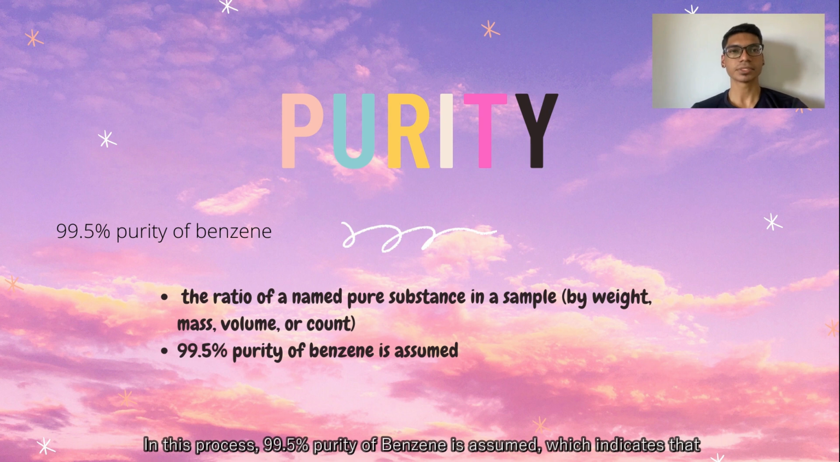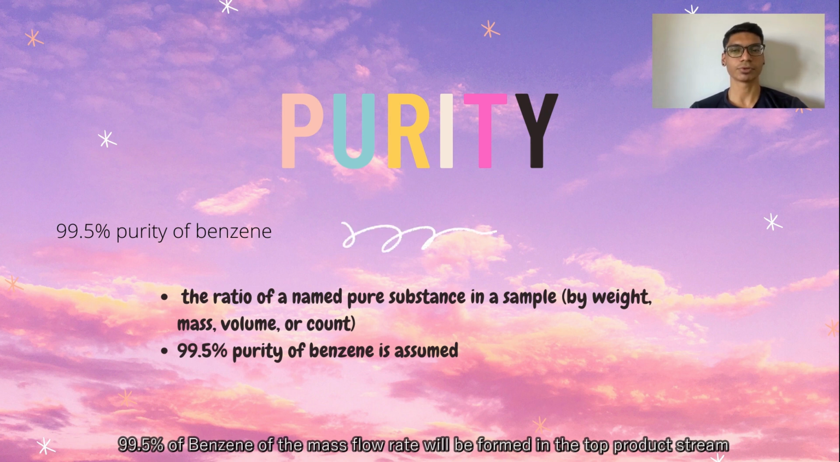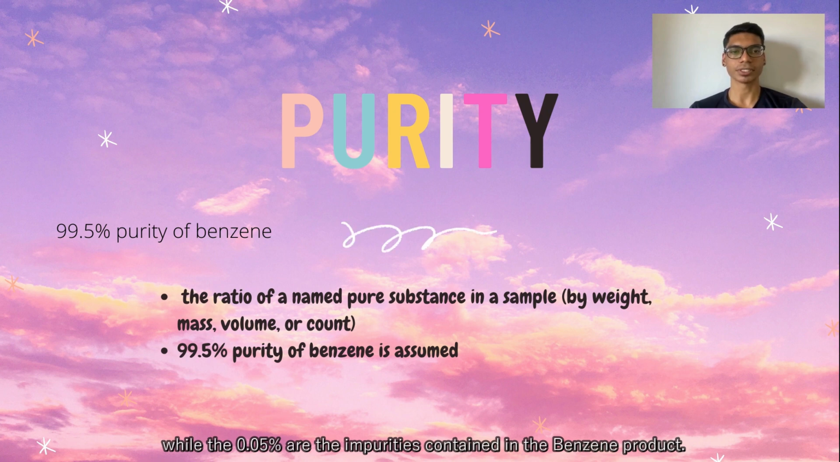In this process, 99.5% purity of benzene is assumed, which indicates that 99.5% of benzene of the mass flow rate will be formed in the top product stream, while 0.05% of the impurities are contained in the benzene product.